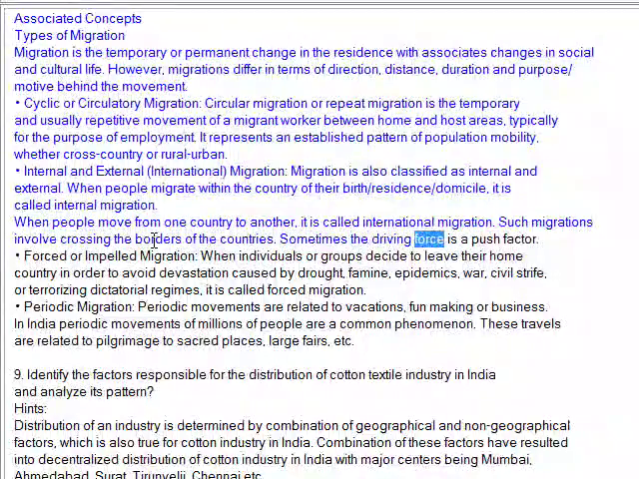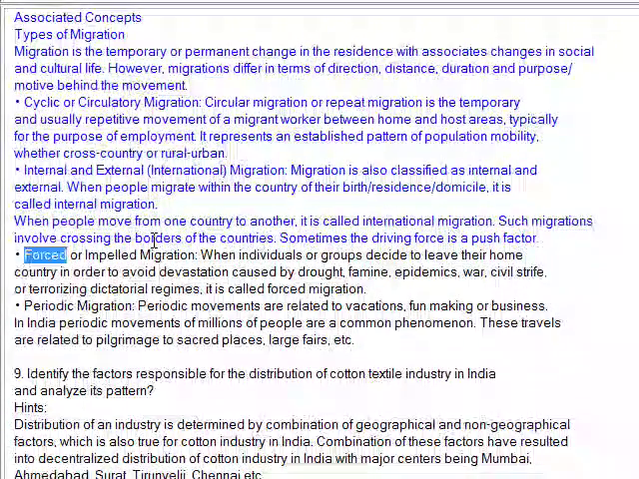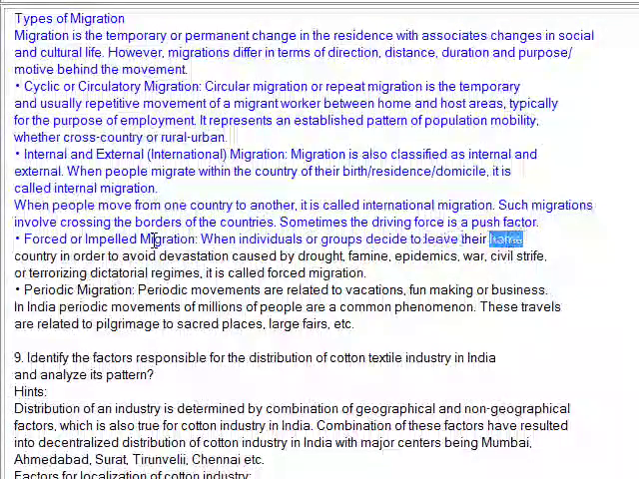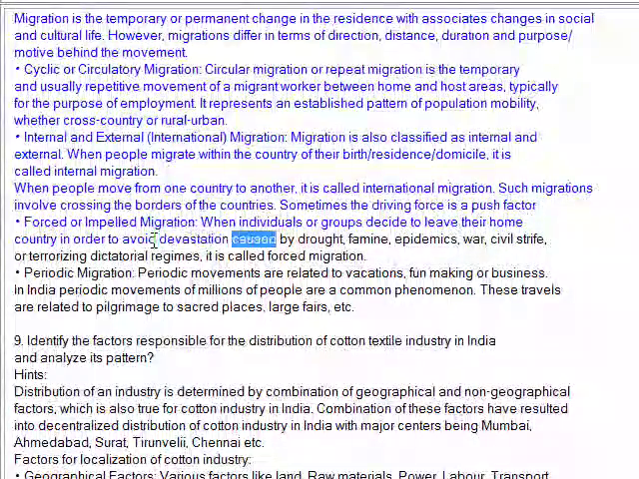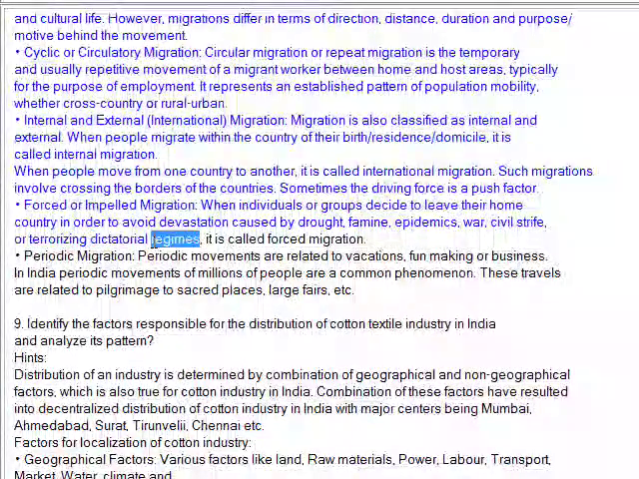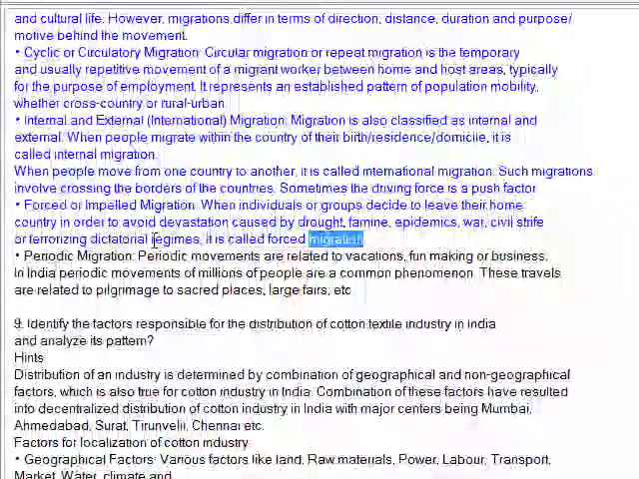Sometimes the driving force is a push factor. Forced or impelled migration: when individuals or groups decide to leave their home country in order to avoid devastation caused by drought, famine, epidemics, war, civil strife, or terrorizing dictatorial regimes, it is called forced migration.